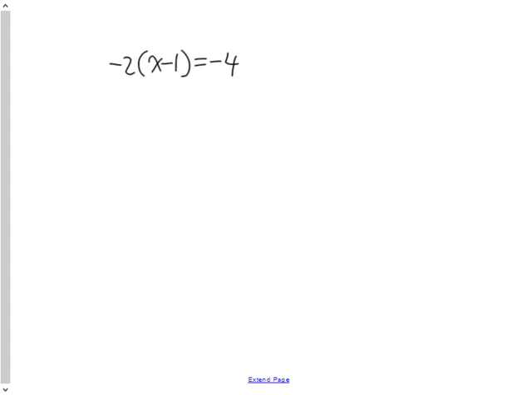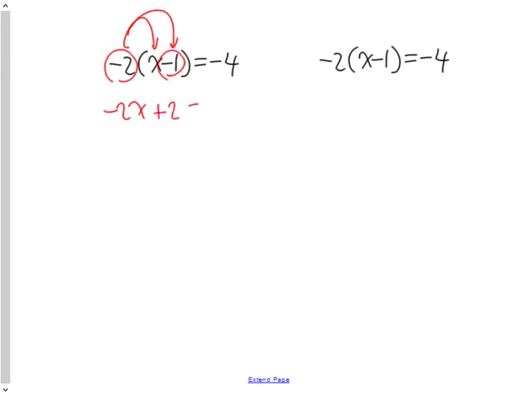Next question is distributive property. There's 2 ways to solve it. First way you can do is expand using distributive property. -2 times x is -2x. And a -2 times a -1 is a positive 2. So when you expand it, you get a 2-step equation. And now we know what to do. Subtract 2 from both sides. Divide both sides by the coefficient. And x will equal a positive 3. That's one way to solve it.